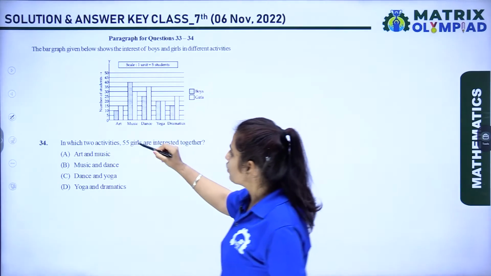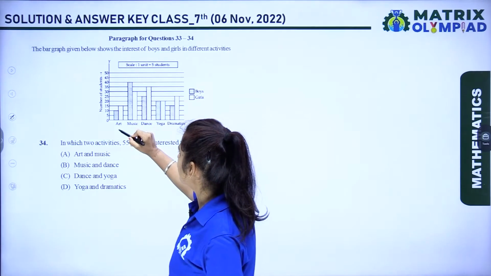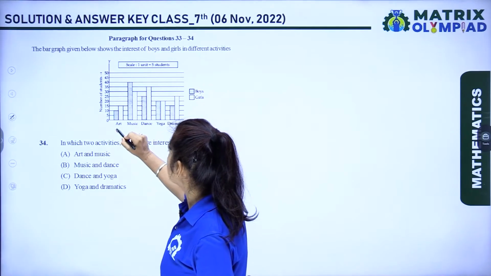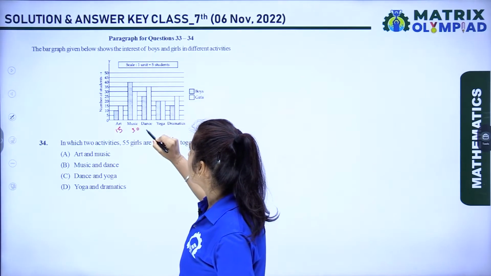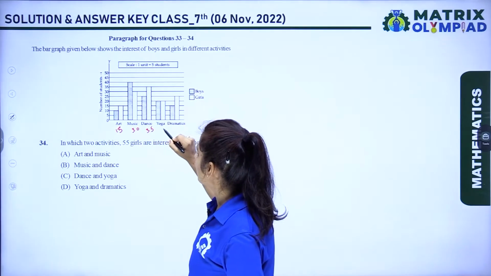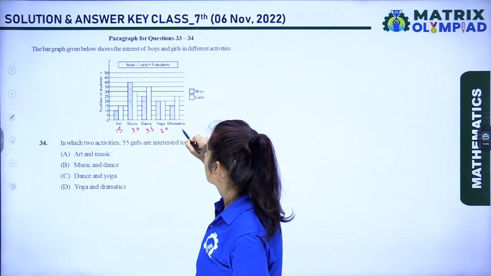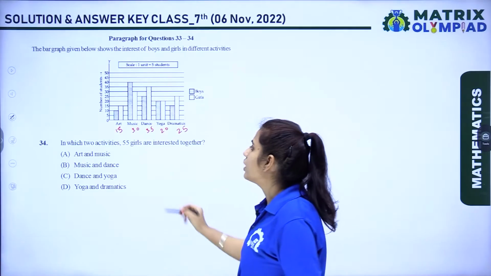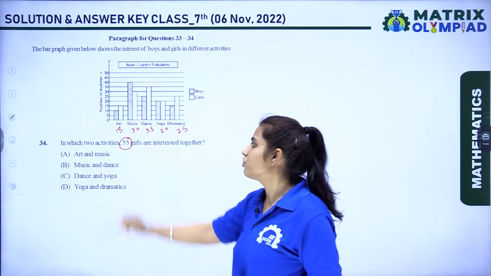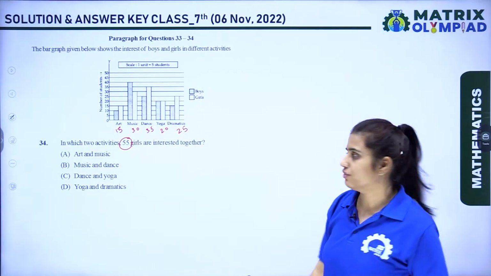So let's calculate the girls in each section. We have 15 girls in art. In music we have 30. In dance we have 35. In yoga we have 20. In dramatics we have 25. And now we have to find out the combination which makes 55.